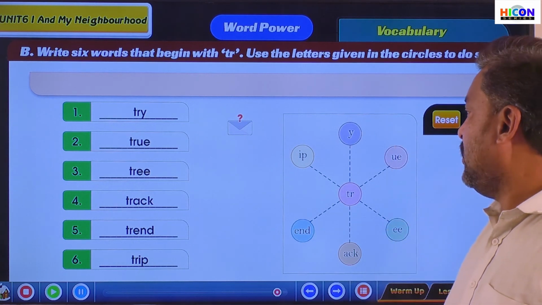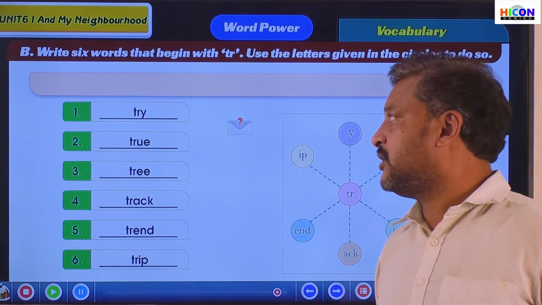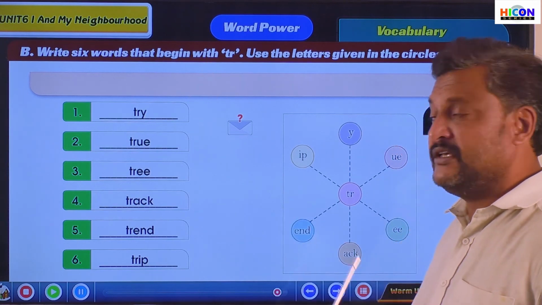Okay. So now I will keep this screen the same for another minute for you so that you can have a look at this once again. Read the spellings of the words carefully.